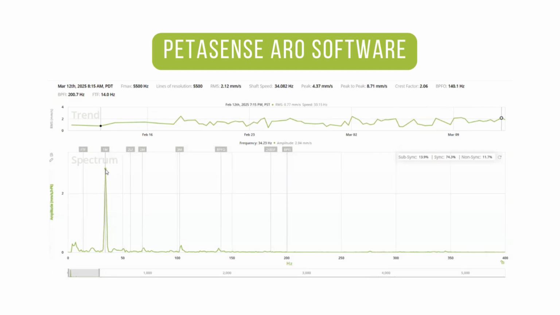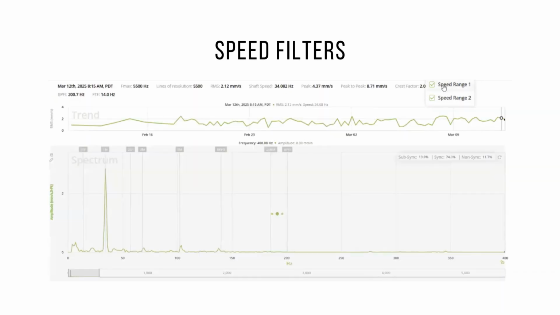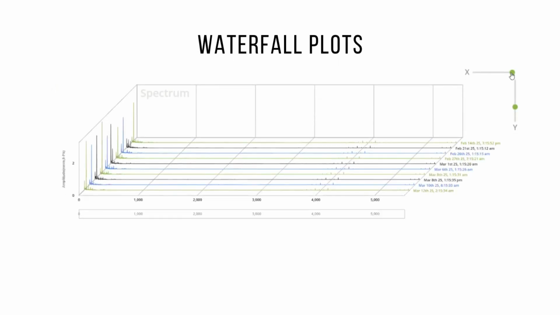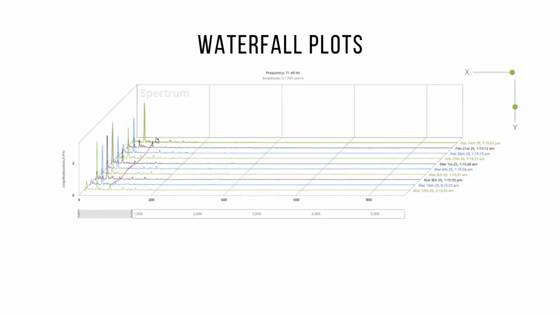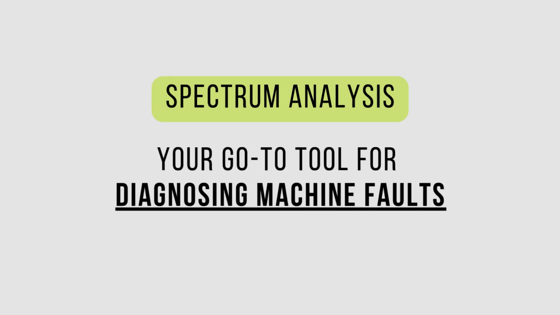For variable speed machines, tracking speed alongside vibration is the key to making apples-to-apples comparisons and avoiding false positives due to normal operating changes. In Petasense Aero, it's easy to analyze vibration spectra with tools like harmonic cursors, forcing frequency markers, and speed filters. With waterfall plots, you can view multiple vibration spectra in a 3D chart, which helps track how vibration at certain frequencies is evolving over time. You can even sync multiple sensors on the same machine to capture vibration measurements at the exact same time, making for more accurate diagnostics.